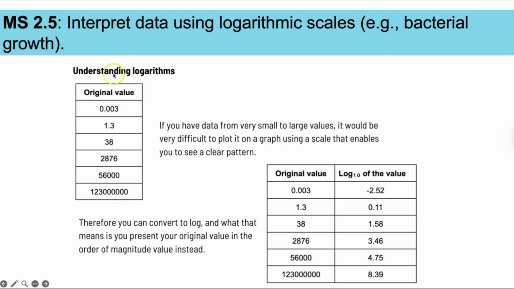So instead, you'd have to convert your raw original values into log values, log 10. So we can see here we've converted to log 10, and what that means is you present your original value in the order of magnitude value instead, and this then gives us a much smaller range, and we can then plot that on a graph.